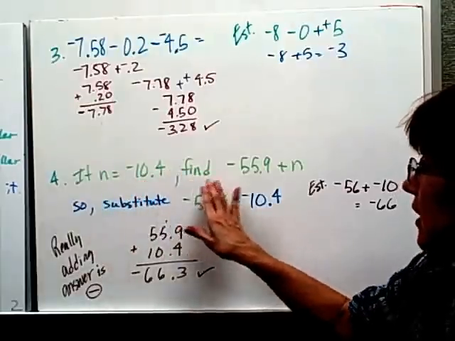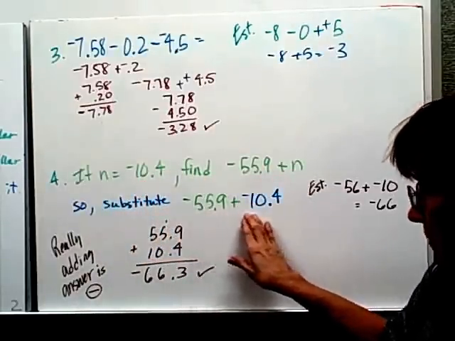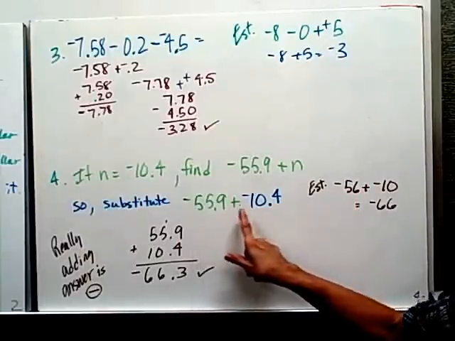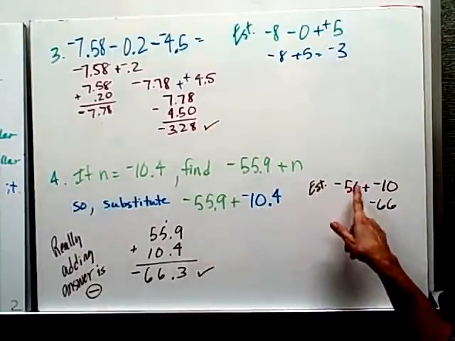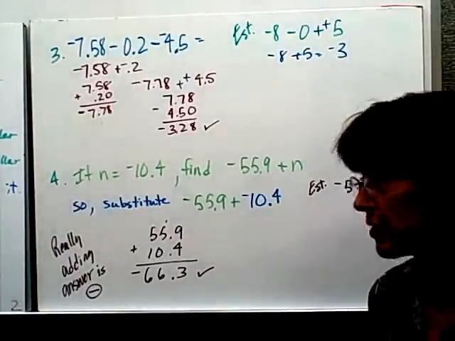All right, now sometimes you get one like this. It says if n is this, find this plus n. So all it is just substituting in. So I substituted it in, and then I estimated it. Okay, what is that? That rounds to about -56. That rounds to about -10. We'll just add those together because they're both negative, and you got -66 should be about what my answer is.